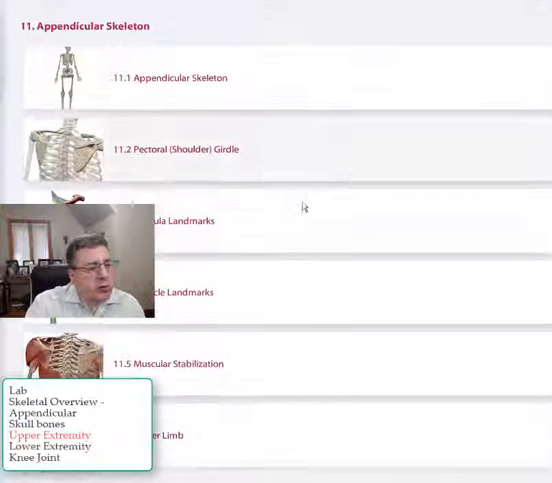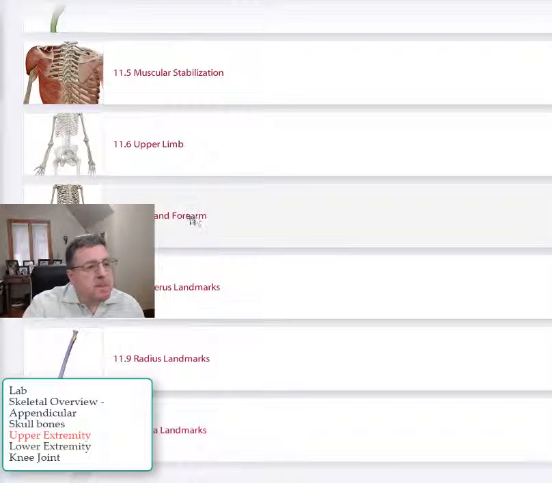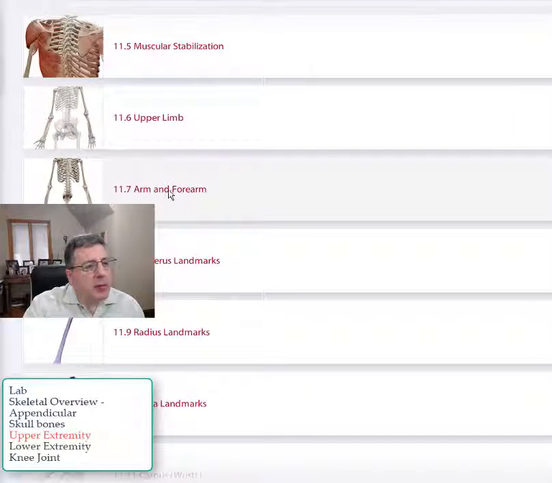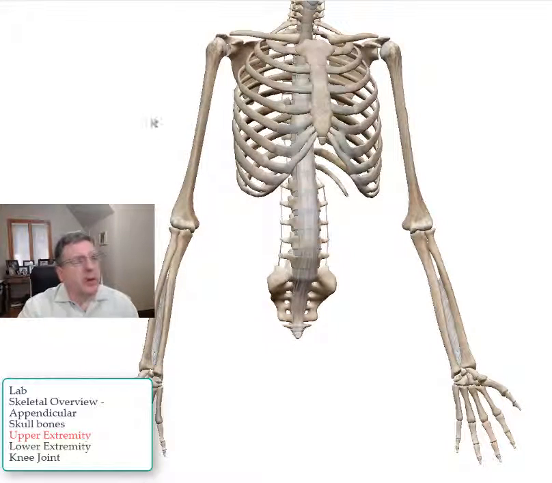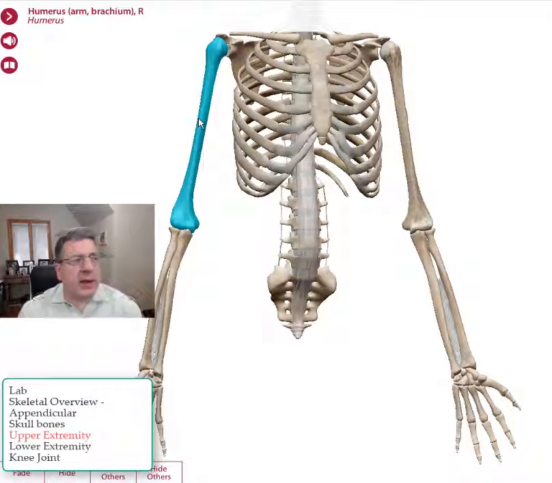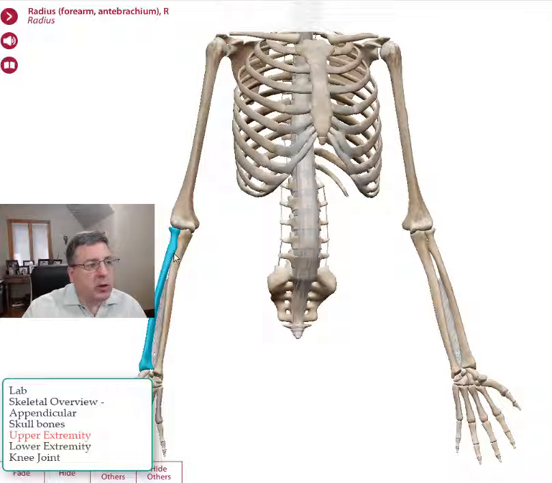The next thing, let's look at the upper limb, and when we're going to be dealing with the humerus, let's just name the primary bones right now. The humerus, that's part of the arm. Then we're going to have part of the forearm, which is going to be your radius, and then your ulna.